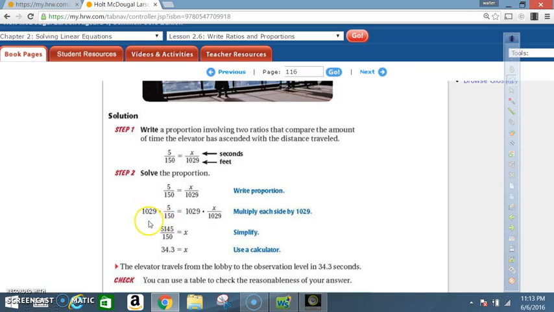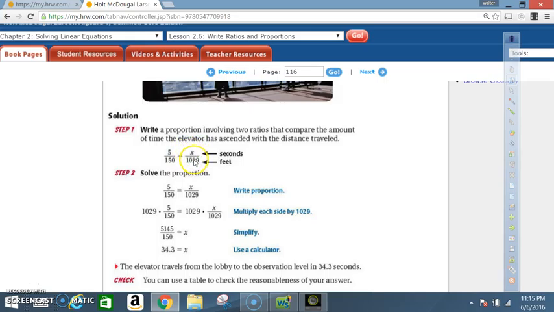On this side, we're going to say 1,029 times 5, and that should be 5,145 divided by 150. Don't forget, under that 1,029 is a 1. So 1 times 150 is 150. We're going to simplify, and we can use the calculator. So x is equal to 5,145 divided by 150, which is 34.3. So x is equal to 34.3. The elevator travels from the lobby to the observation level in 34.3 seconds.